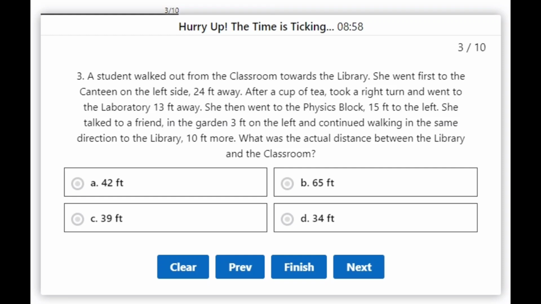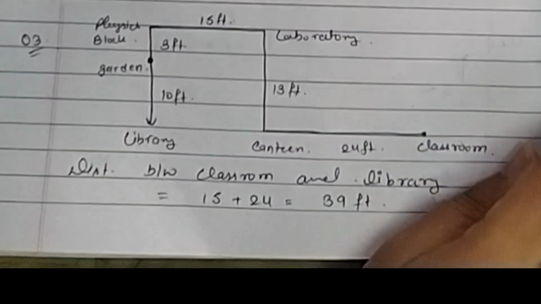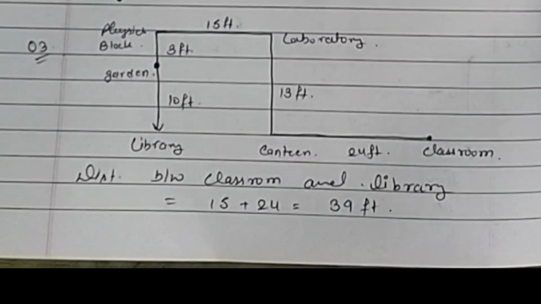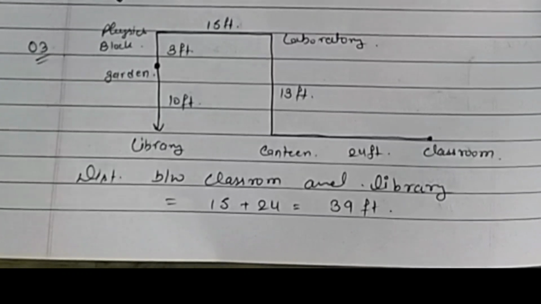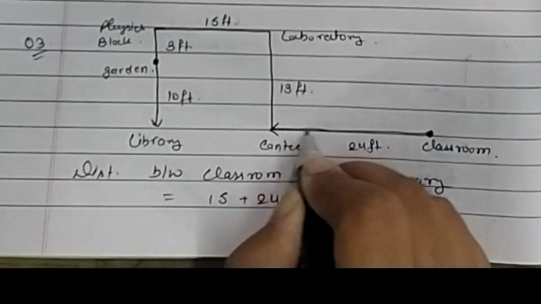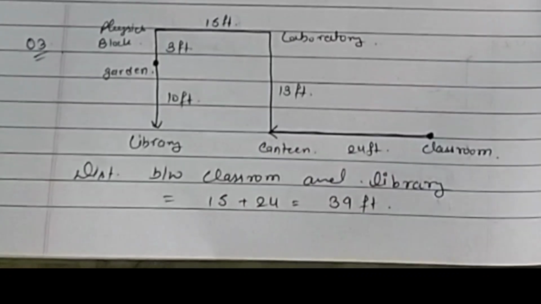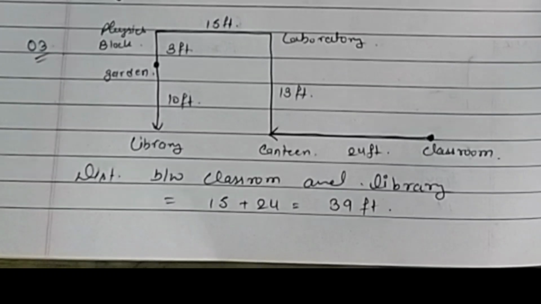Question number 3 is basically saying that a student walked out from the classroom towards the library. So she wants to go to the library from classroom, and she went first to the canteen on the left side of the classroom and is 24 feet away. So if we consider this as classroom, then in the left direction she has covered 24 feet to reach canteen.